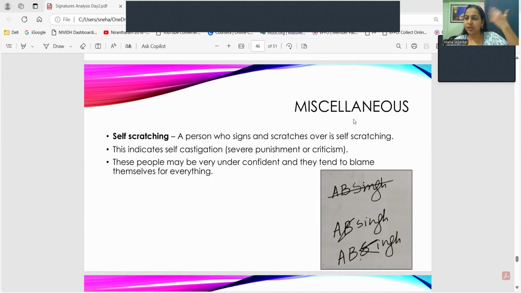They tend to blame themselves for every negative thing that is happening, right? So this again is a negative trait. Self-scratching is of no use at all.